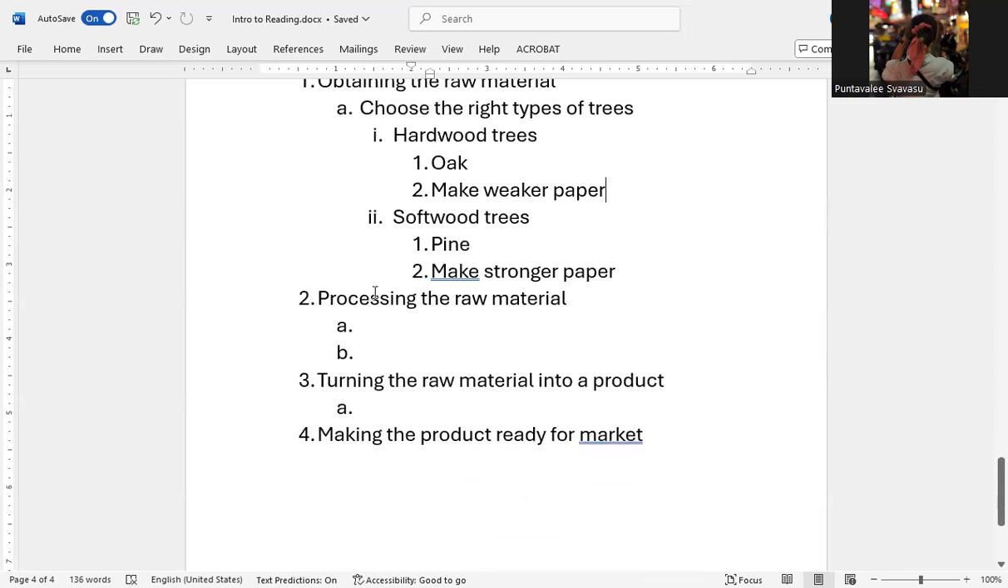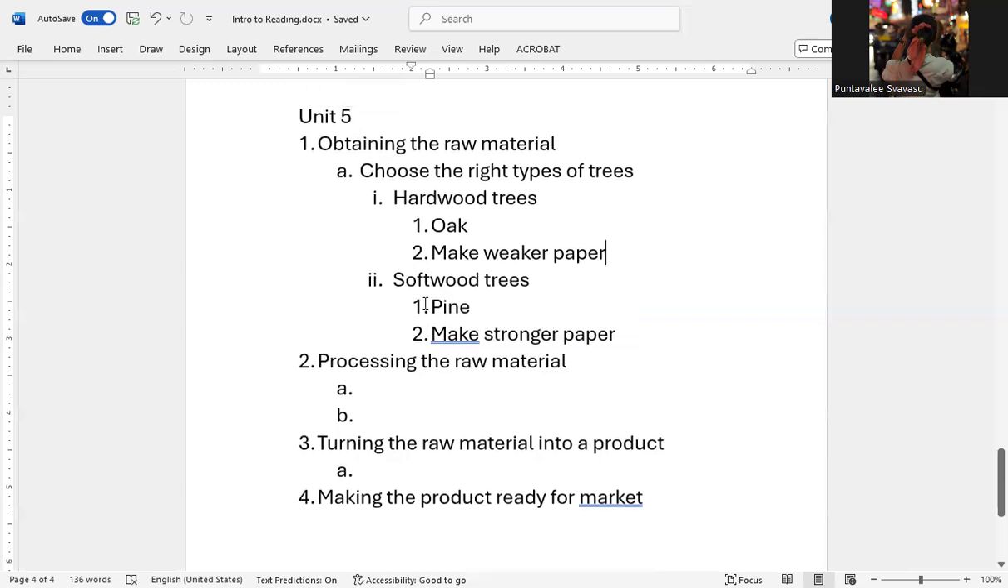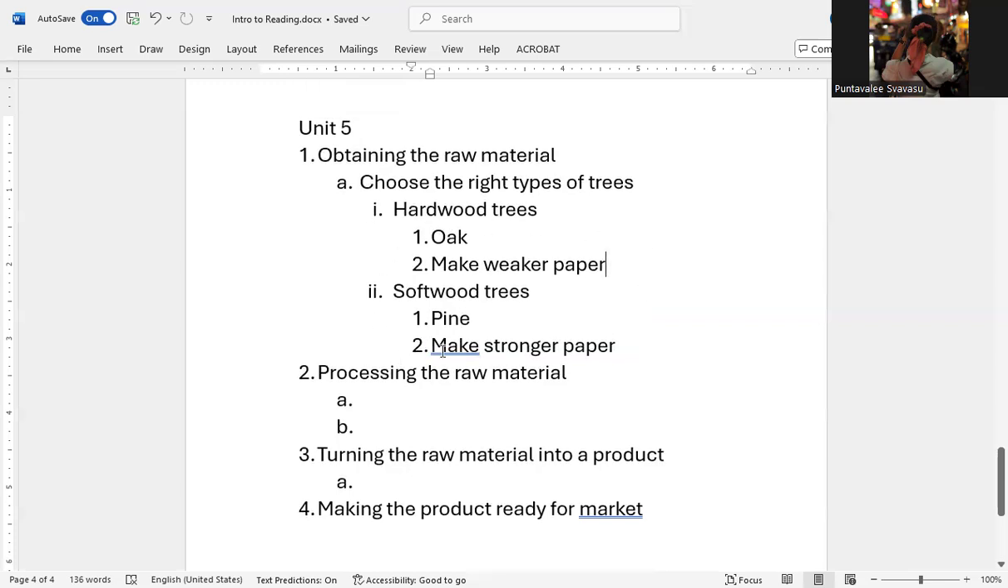What I want you to do is work on the second paragraph. Just paragraph 2, and summarize it so that it contains the key ideas. So pause the video here, work on it, and then continue after you're done.